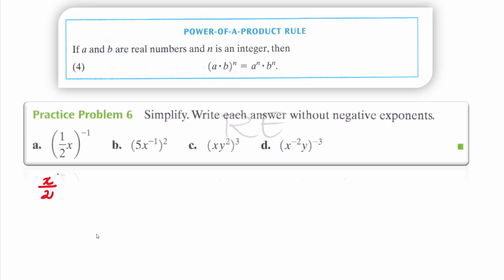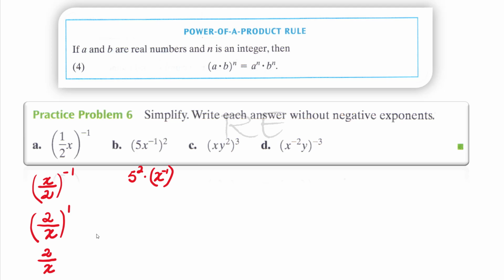1 over 2 times x to the negative 1. Let's write it as x over 2 to the negative 1. We will flip, 2 over x, and change the sign. So it's just 2 over x.